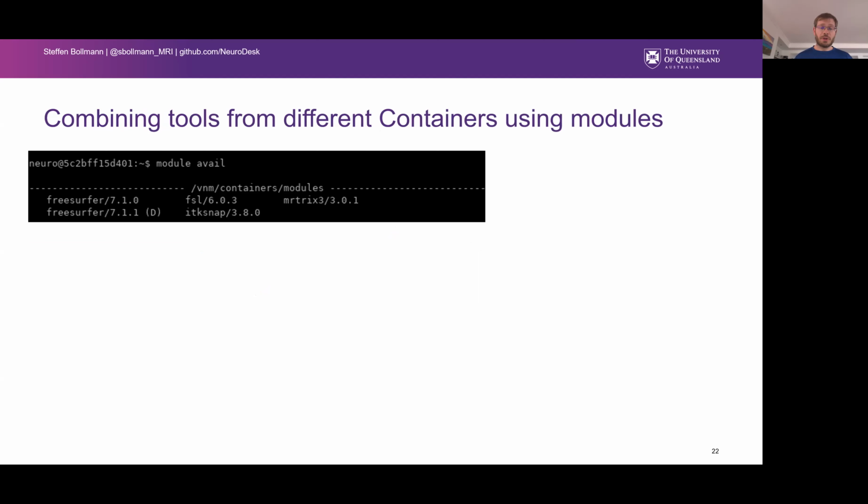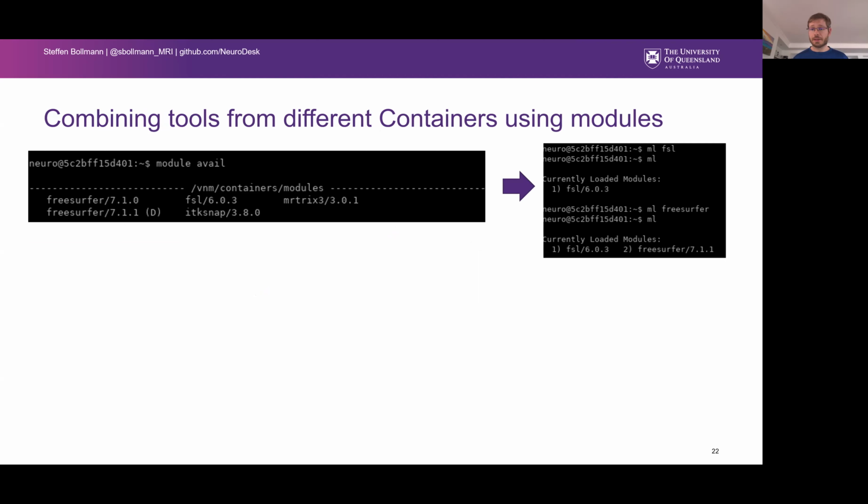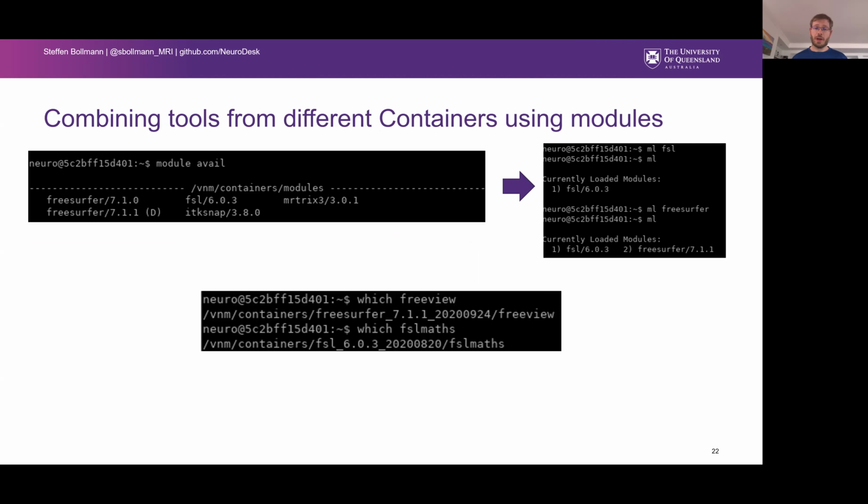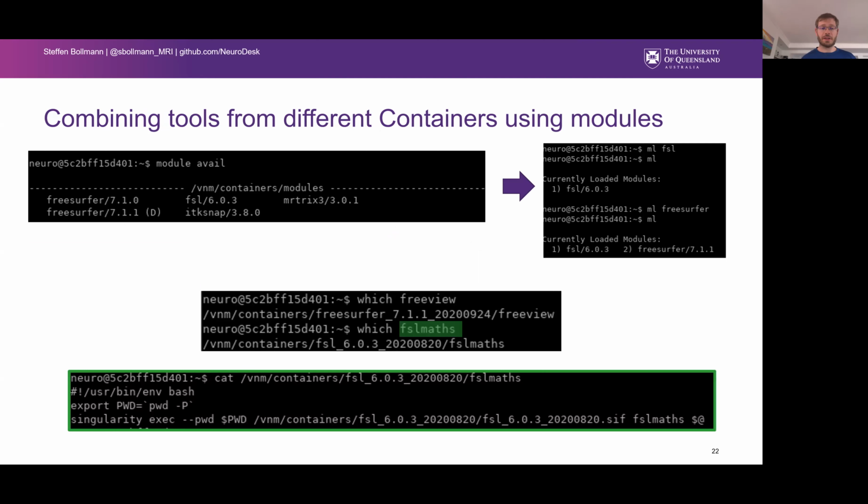So this is how it looks. We use the module system on the HPC that gives us access to these different containers. And here's an example where I have two executables. One is FreeView, one is fslmaths. So for the user, it just looks like a normal standard binary. But what it actually is, is a wrapper script that then calls inside the Singularity container. And we manage all of these wrapper scripts for the user. So for the user, it just feels like it's natively installed.